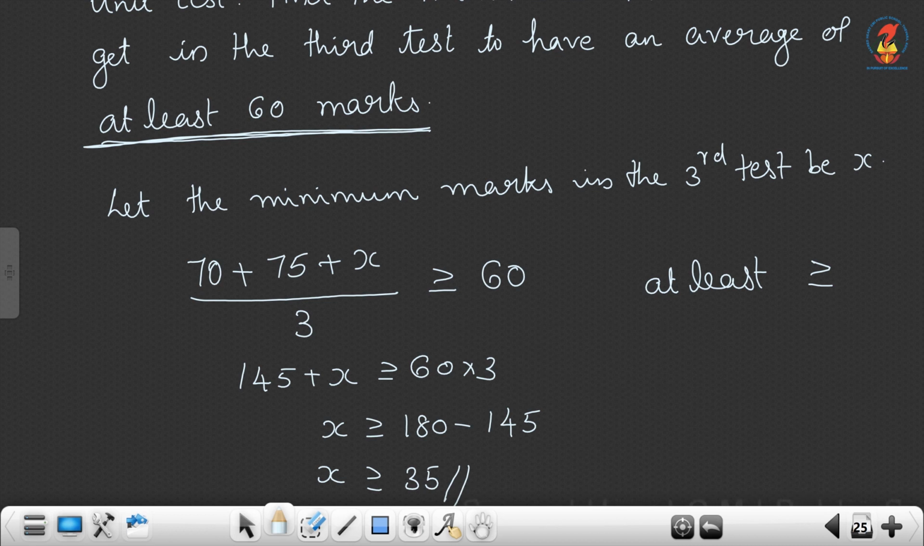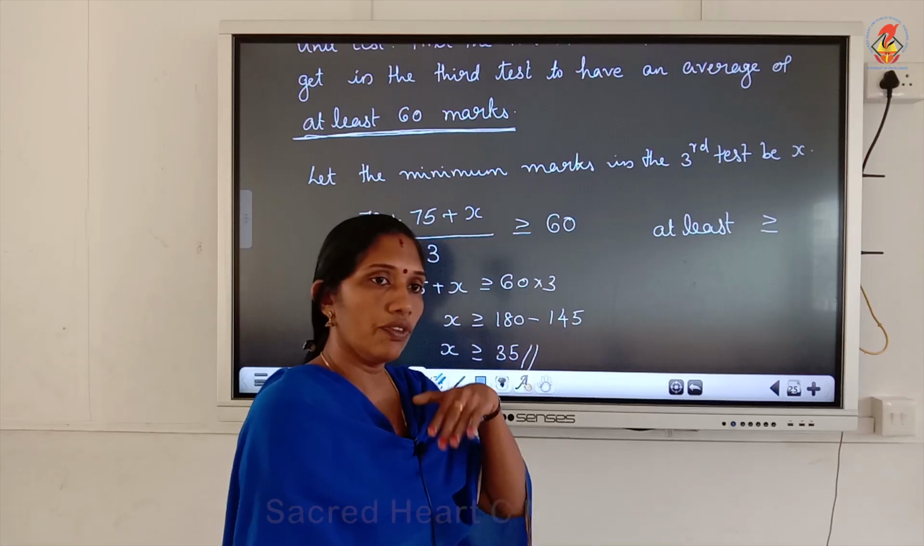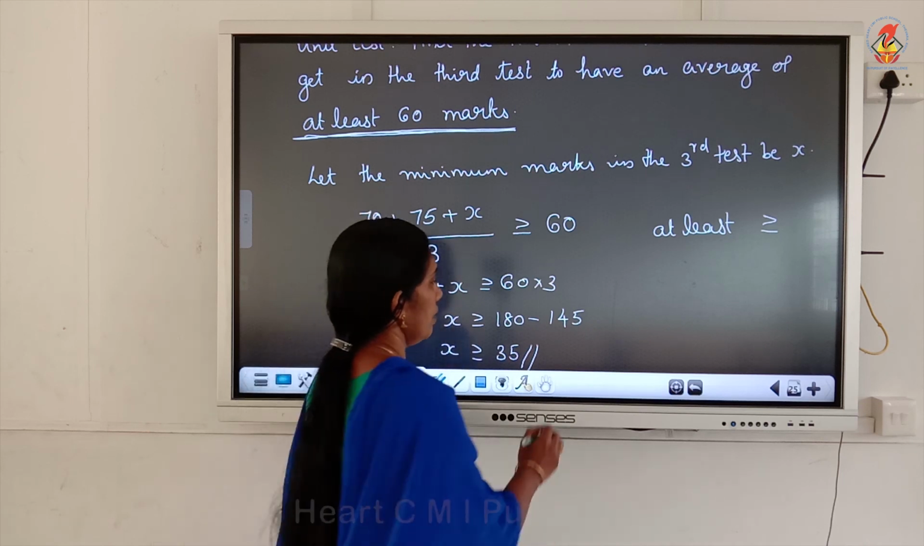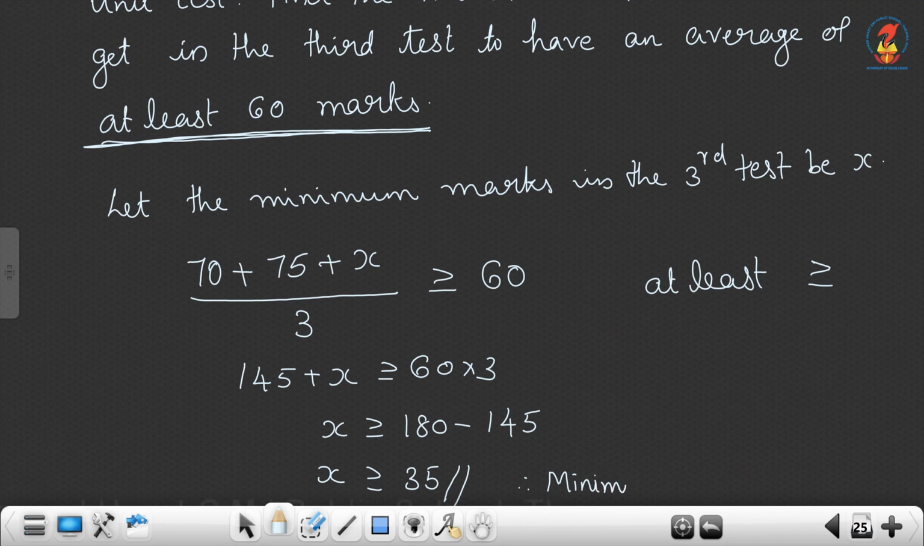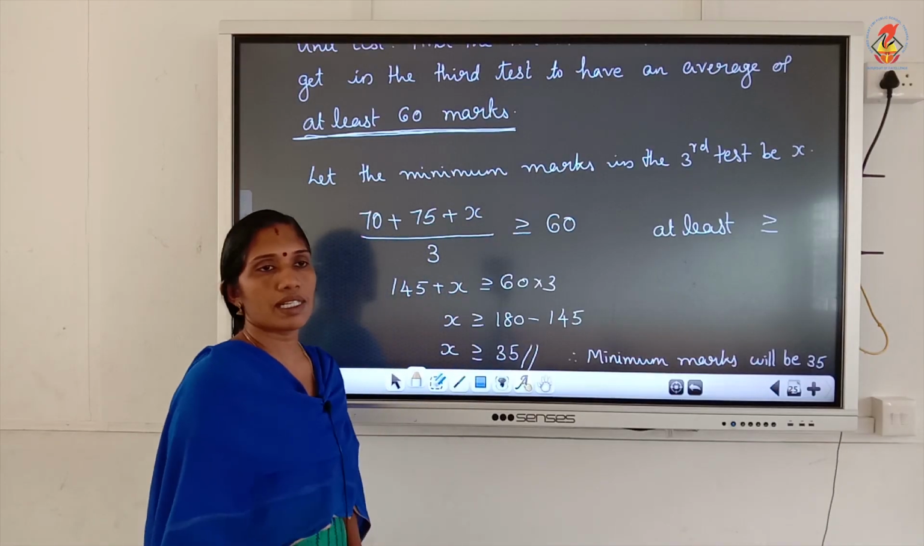So what is the minimum marks? 35. This means x value is 35 or more than that. Therefore, minimum marks will be 35. Then only he will get the average of at least 60 marks.